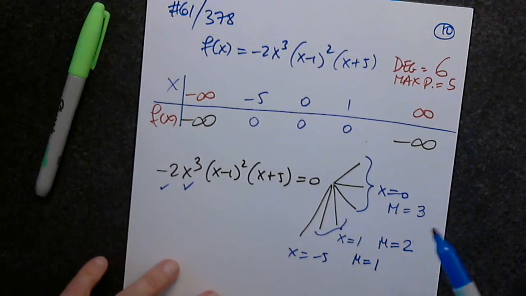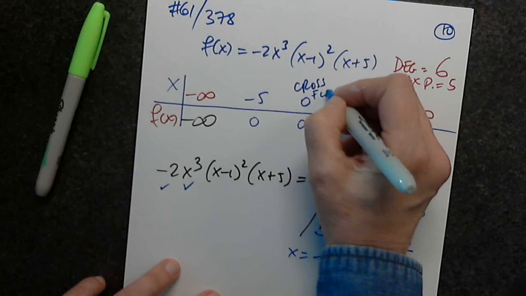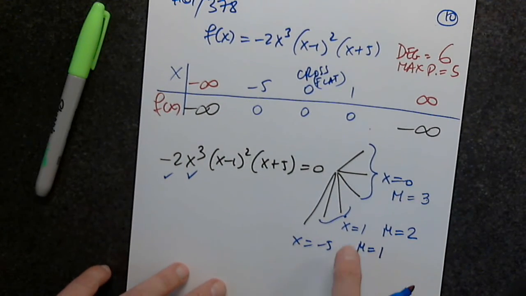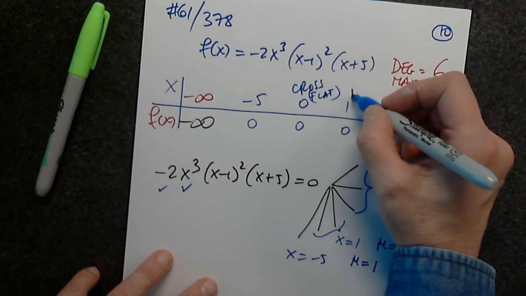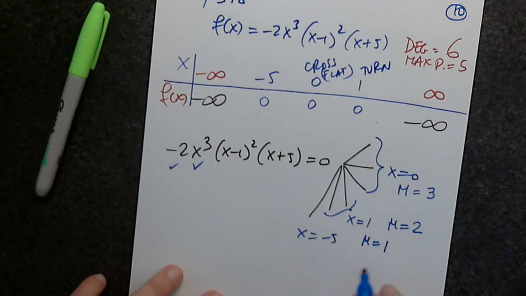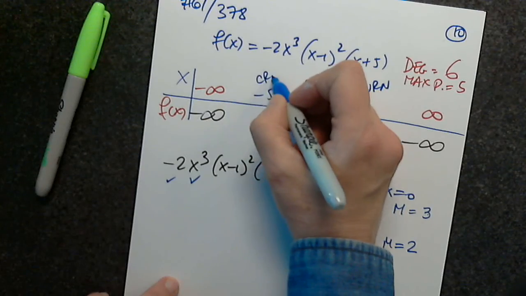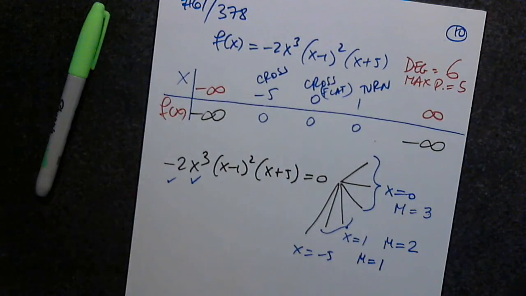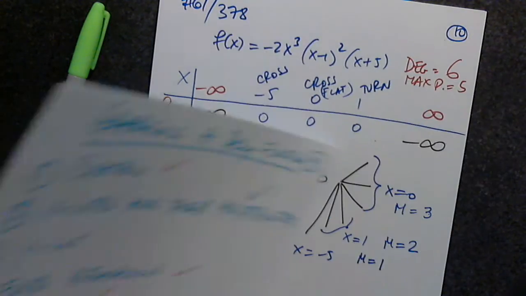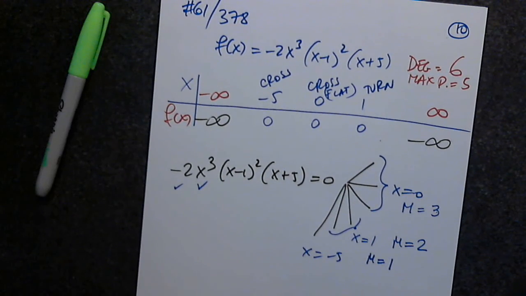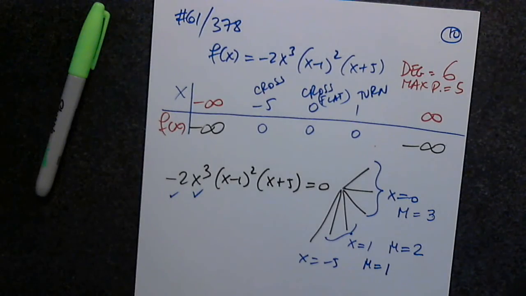Here's what happens next. At 0, there is a multiplicity 3. It will cross flat. That's my note to myself. At x equals 1, it has multiplicity 2. It must do what? Very good. And x equals negative 5, multiplicity 1, what will it do here? Cross. So, done. I want the y-intercept. How do I find the y-intercept? You can say it's already there. When you plug in 0, you get 0. I'm done.